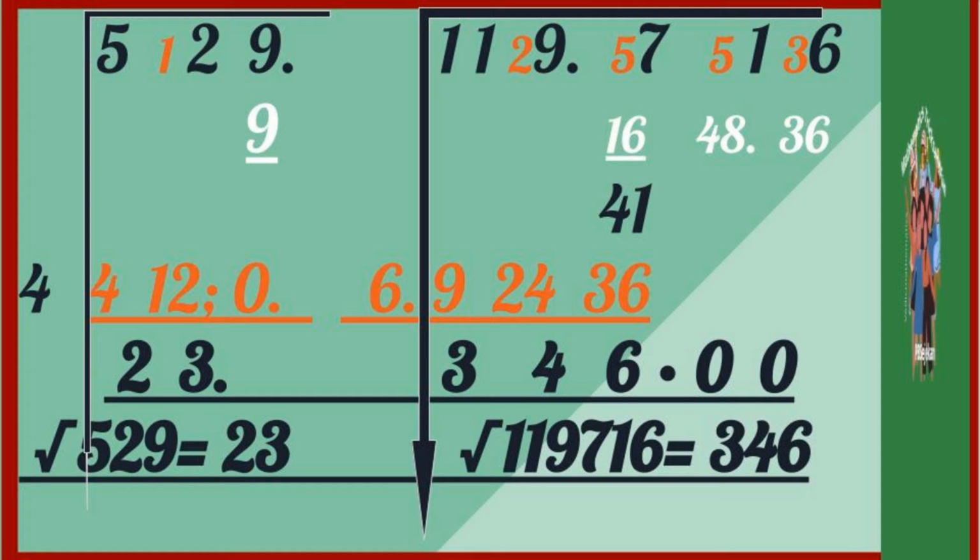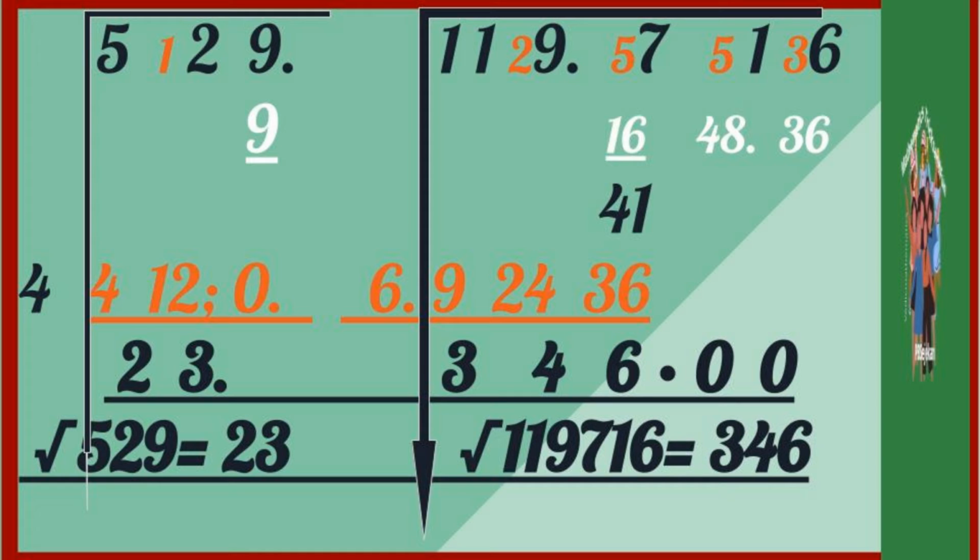We have to find the digit, the square of which will be near to 5. 2 into 2 is 4. So 5 minus 4 is 1. The balance 1 will put in front of 2 to give 12. Now as the divisor is double the first quotient, 2 into 2 is 4. So 4 is the divisor here.